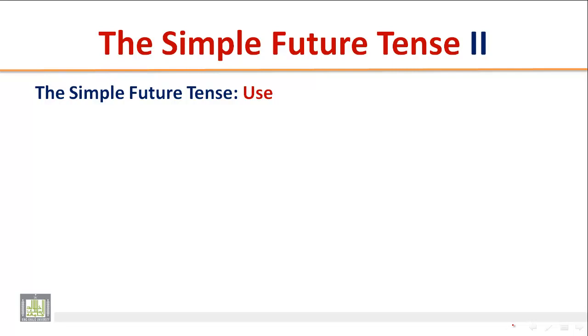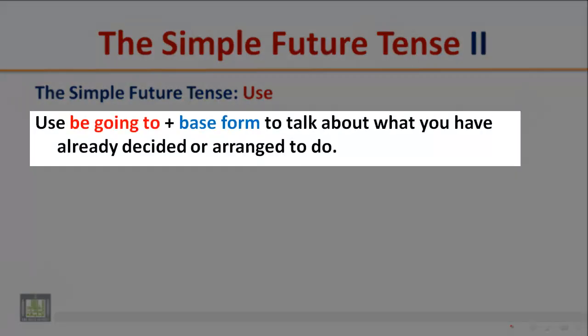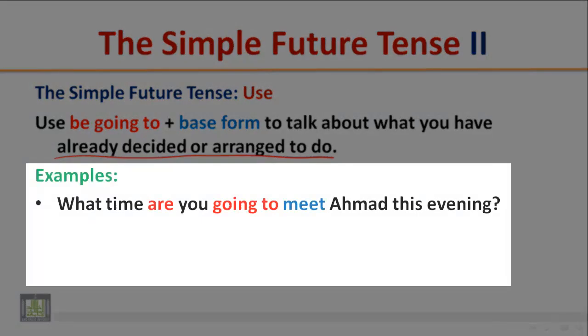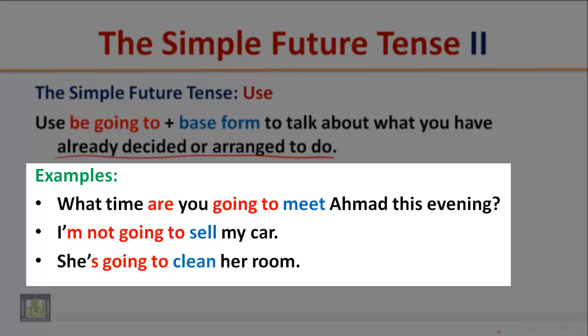The simple future tense, use. Use be going to plus base form to talk about what you have already decided or arranged to do. Examples: What time are you going to meet Ahmed this evening? I'm not going to sell my car. She's going to clean her room. Notice that the decision to do these actions has already been taken.